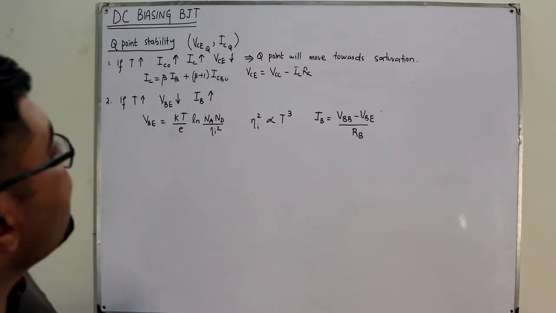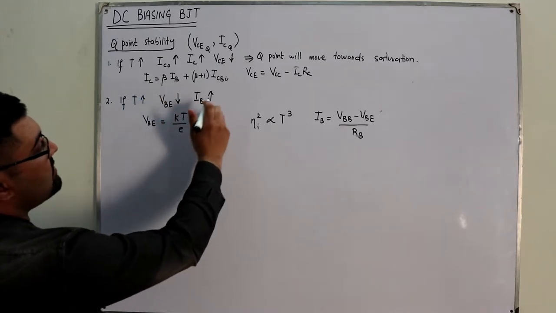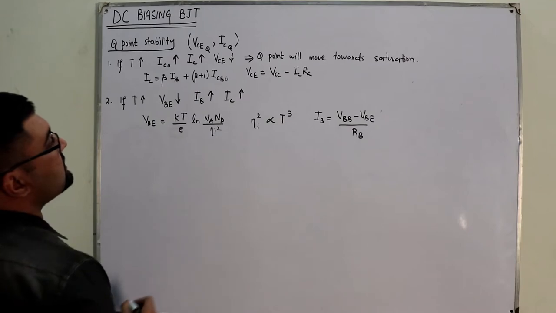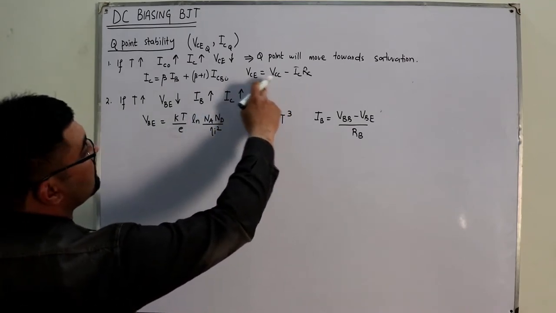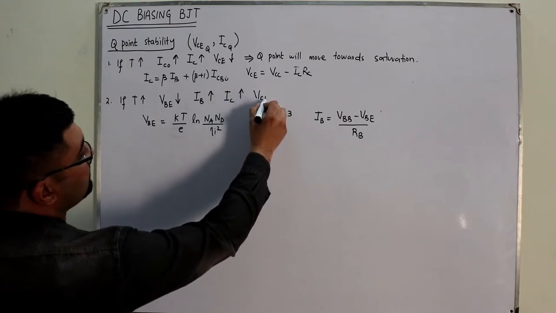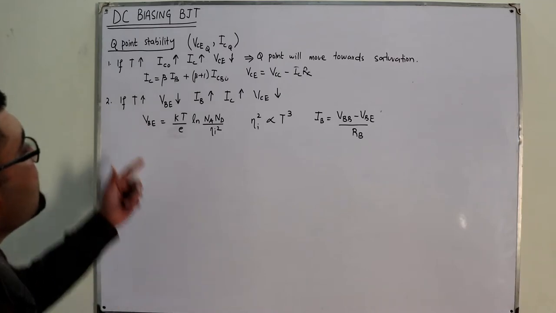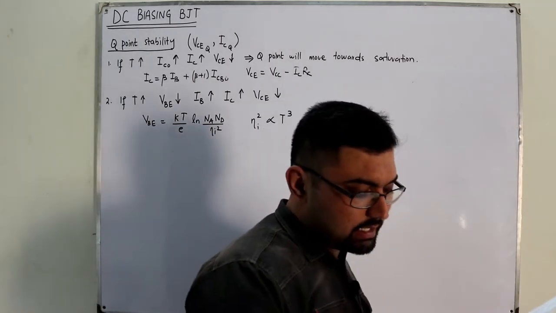And if the base current has increased, have a look again. IC is beta times IB, so the collector current IC would also increase. And if IC has increased, this means that VCE would reduce. This is again the temperature effect on the base current and the collector current.